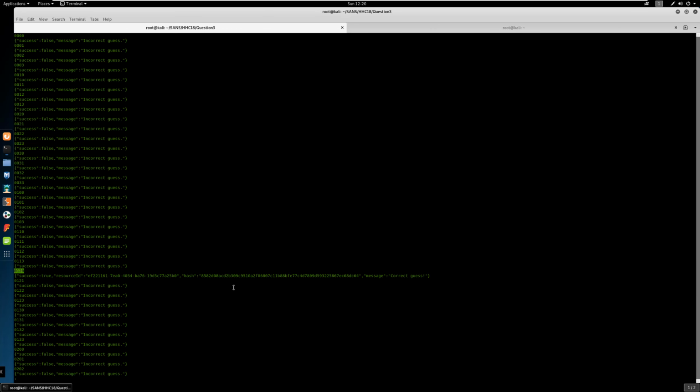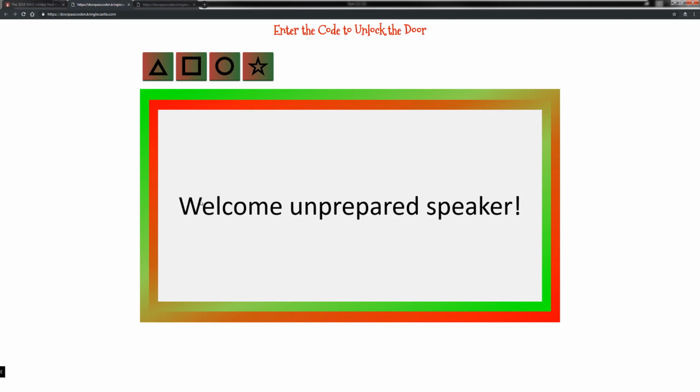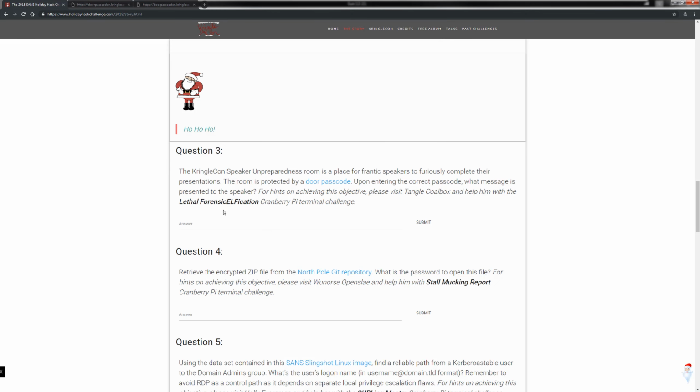However, 0120 was actually successful, and it provides the appropriate resource ID and the hash, as well as the message of correct guess. So 0 representing the triangle, 1 square, 2 circle, and then at the end 0 as the triangle itself. Therefore, attempting that again, it says welcome unprepared speaker. So let's enter this.